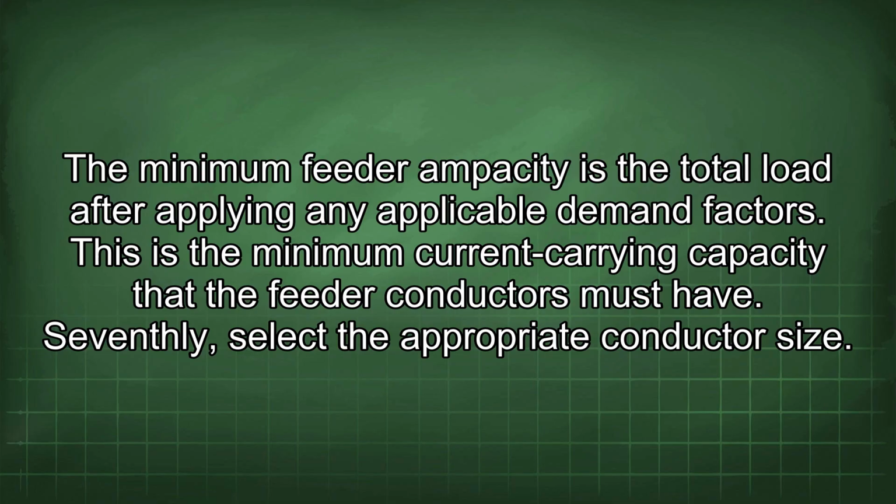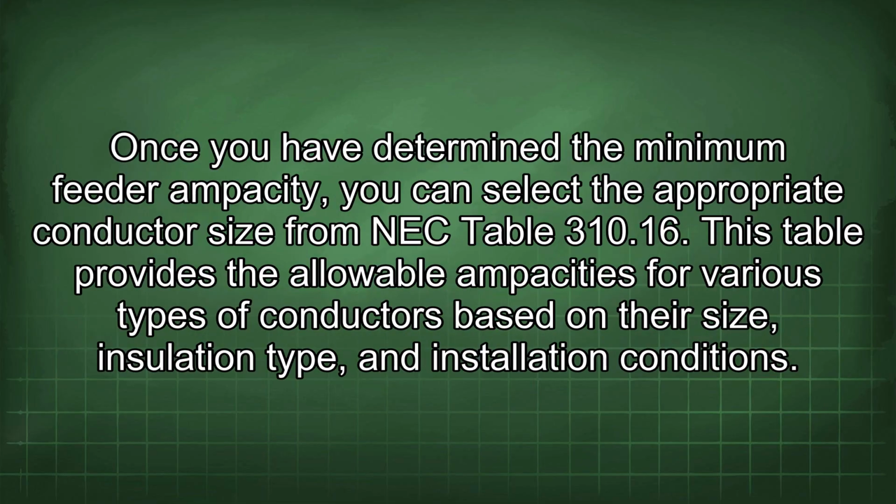The minimum feeder ampacity is the total load after applying any applicable demand factors. This is the minimum current carrying capacity that the feeder conductors must have. Seventhly, select the appropriate conductor size. Once you have determined the minimum feeder ampacity, you can select the appropriate conductor size from NEC Table 310.16.